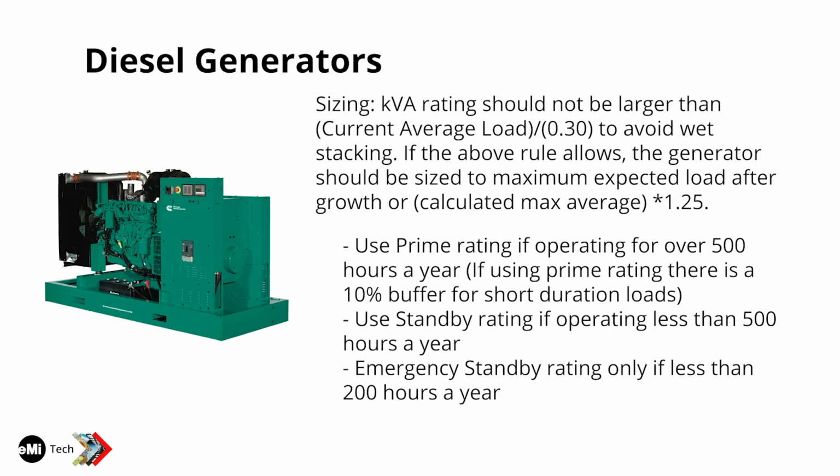Use the prime rating if they're operating it for over 500 hours a year, and use the standby rating if you're operating at less than 500 hours a year. And there's also a rating called emergency standby that's only if it's less than 200 hours a year. Most people aren't even aware there are 2 ratings, a standby and a prime rating. So just be aware that there is. If you're at a site, look for their log, ask them how many hours they are really running. If they're running it over 500 hours, which I found on a lot of sites has been the case in the developing world, you probably want to use the prime rating. That actually is helpful because it gives you a 10% buffer for those short duration loads, like an autoclave coming on for a short period, or an X-ray or something like that.